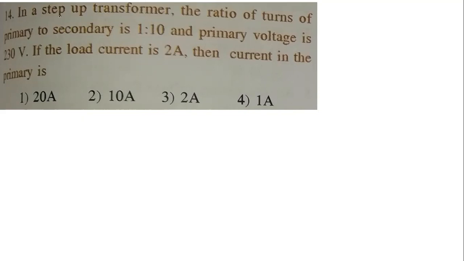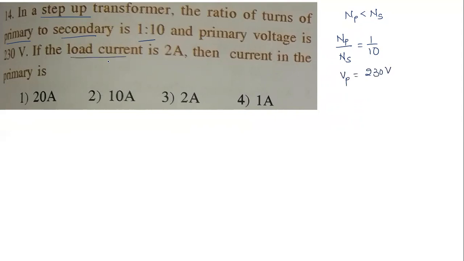Now, in a step up transformer, what should come to your mind when they say step up transformer? The number of turns in the primary coil will be less than the number of turns in the secondary coil. The ratio of turns in primary to secondary, NP by NS, is 1 by 10, that is given. And the primary voltage VP is 230 volt.